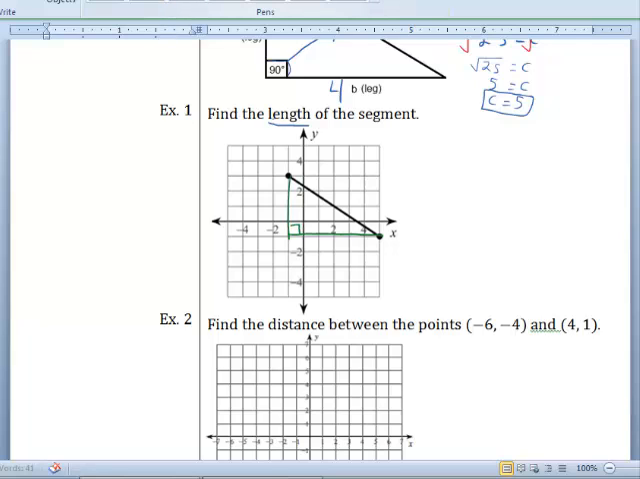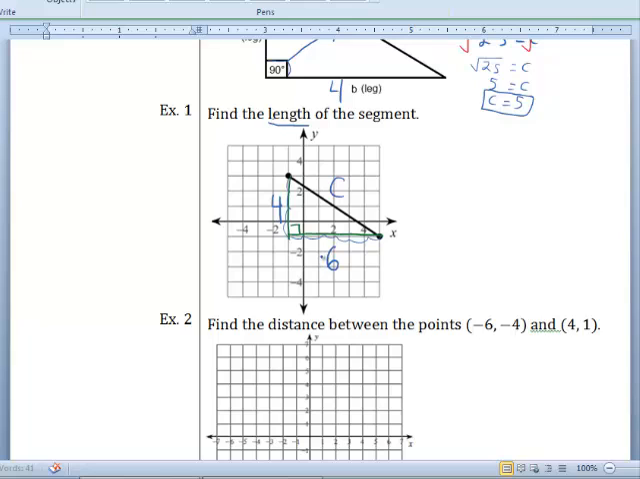And the side I'm trying to solve for is the hypotenuse, the side c. In order to find that, I need to know what the two legs are. Well, I can count those because it's straight horizontal or vertical. So straight up and down, I've got 1, 2, 3, 4. So this length is 4. And then straight left and right, I've got 1, 2, 3, 4, 5, 6. So my legs are 4 and 6.